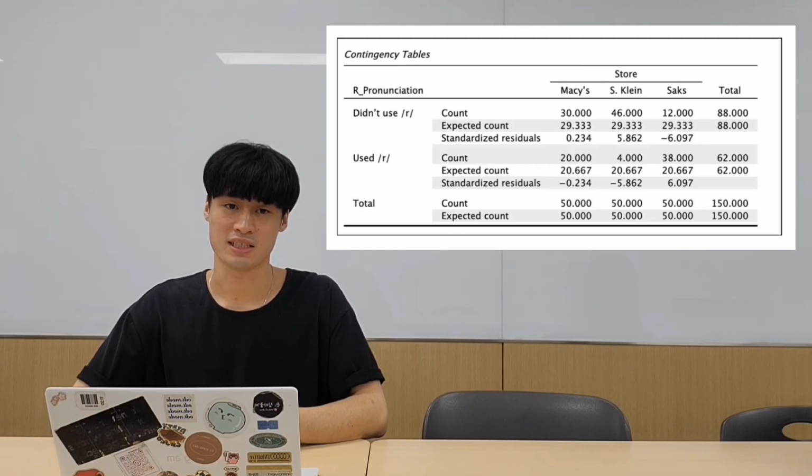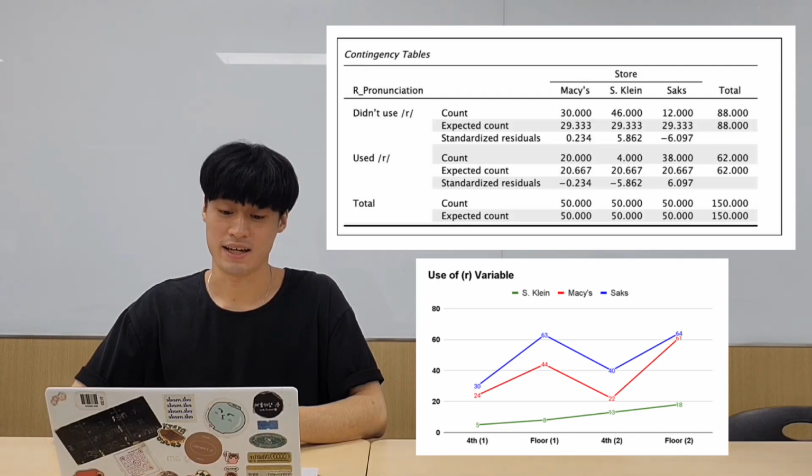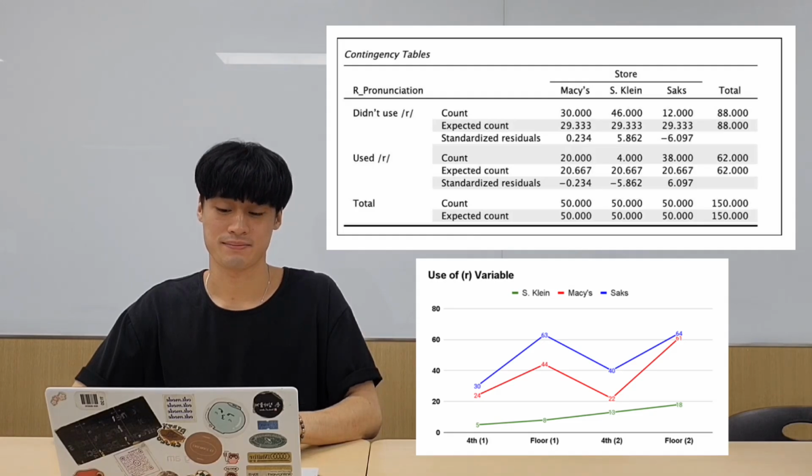If they're bigger than plus or minus 2, the difference is likely meaningful. As we can see, Saks and S. Klein stand out. Saks, which represents the higher class, had more R used than expected, while S. Klein, the lower class, had much less. This tells us how people pronounce may be different depending on their social classes.